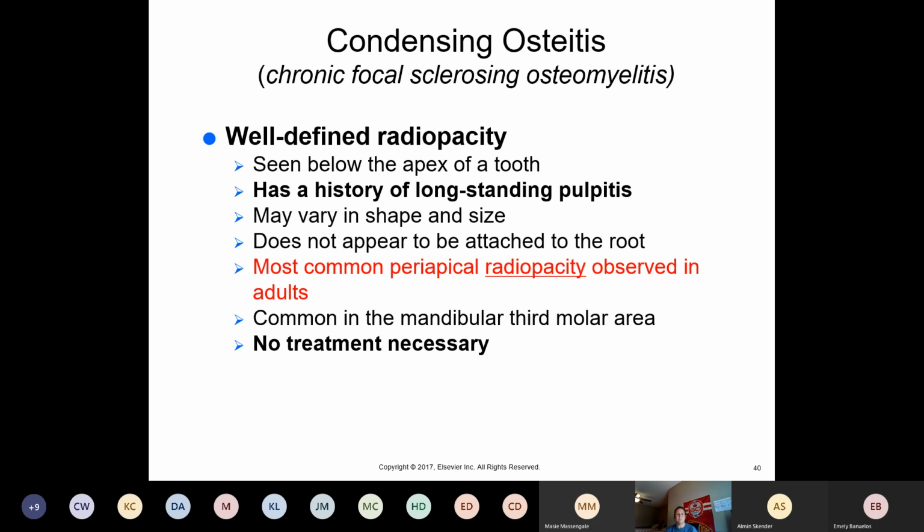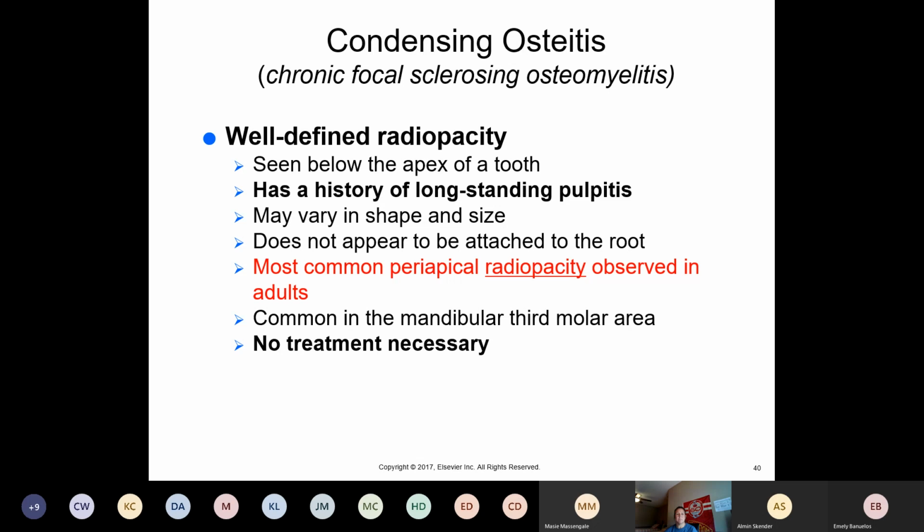Condensing osteitis is a well-defined radiopacity seen below the apex of a tooth. Usually this patient has a long history of pulpitis. So they've had a tooth that has had pulpal infection for a long time. It's probably drained because people don't let painful things go on and on. If they've had a long-standing history of pulpitis, that tooth has probably had a fistula and has been draining infection.